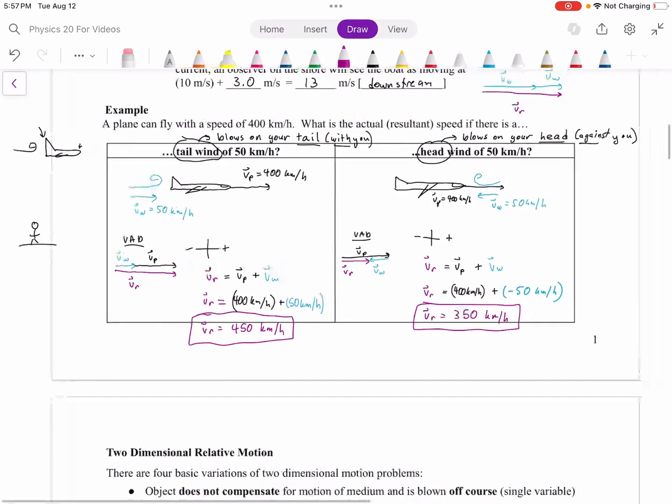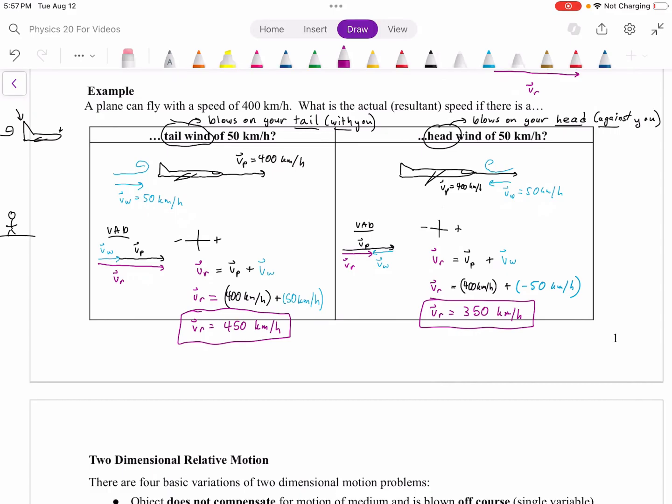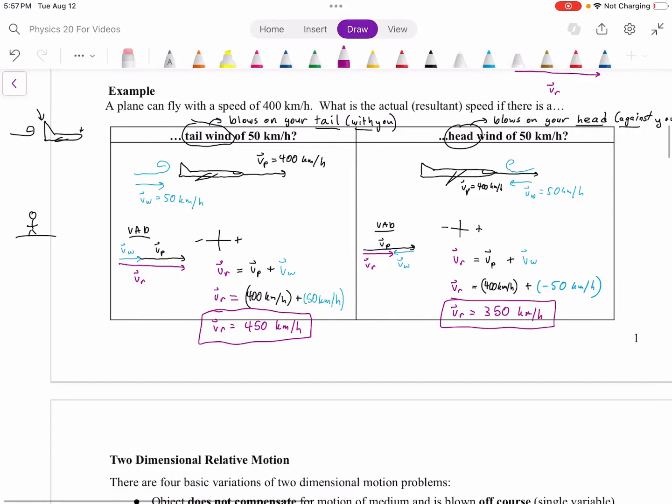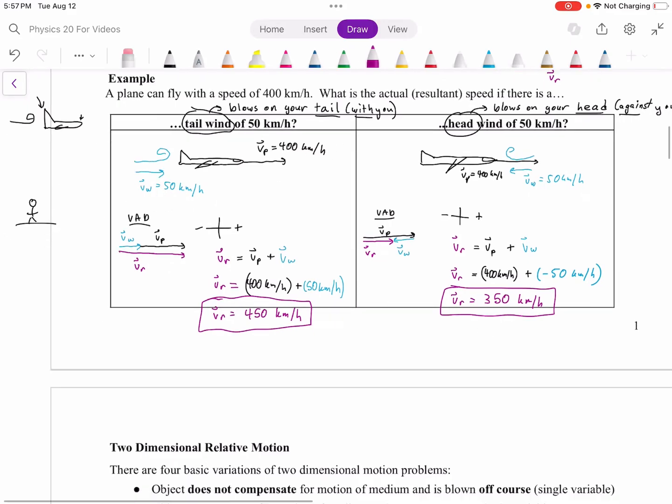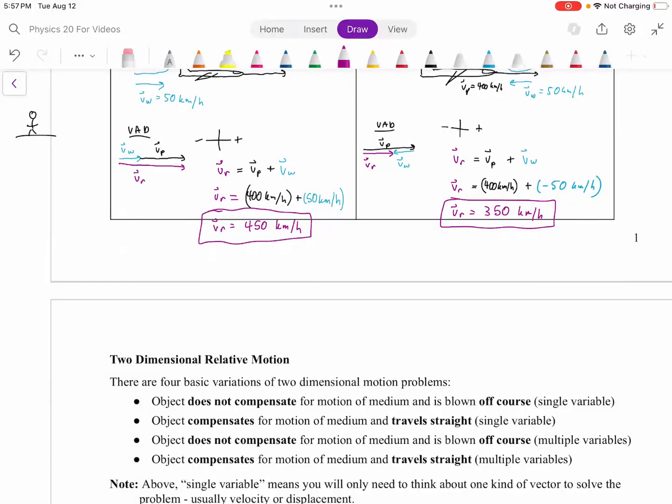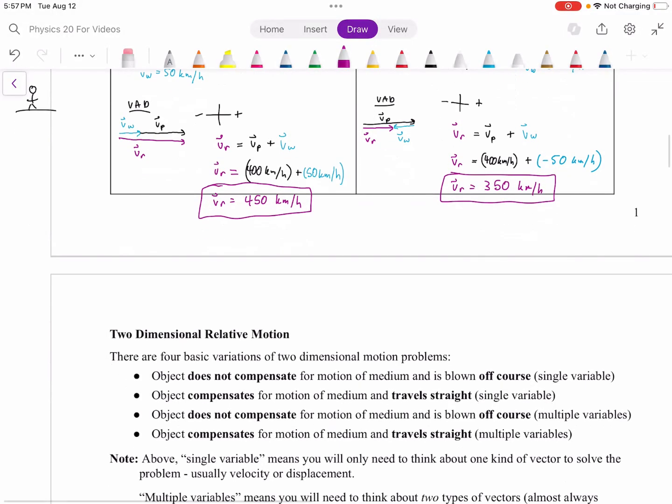So as we watched this plane go overhead, standing on the ground, we'd be saying, okay, so relative to us, it's only moving at 350 kilometers per hour, right? It's still flying through the air at 400. It's just that the air itself that it's moving through is going in the opposite direction at 50. So overall, to us, the plane appears to be moving at 350 kilometers per hour. Towards us or away from us, depends where we're standing.